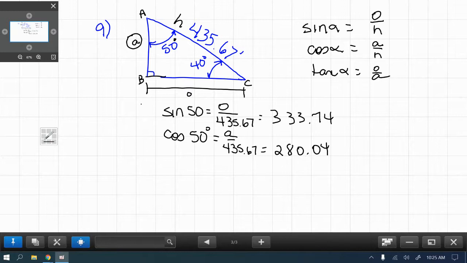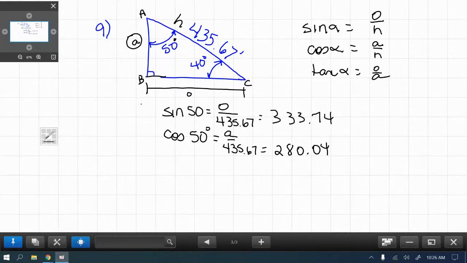So I could have said sine 40. So the opposite of the 40 is this A to B. The adjacent to the 40, because you're looking at the angle, is the line that touches the 40. That's how you know it's adjacent. So for the 40, adjacent would have been B to C, and the opposite would have been A to B.